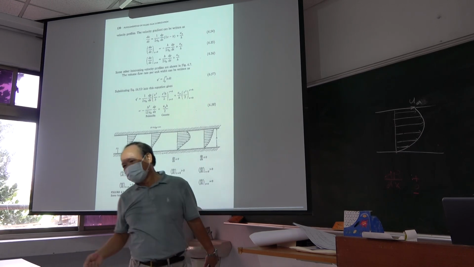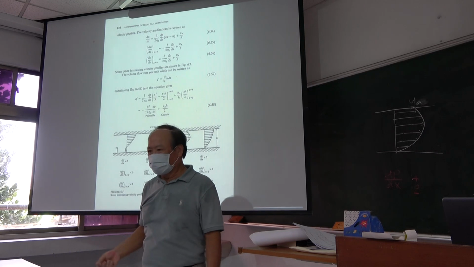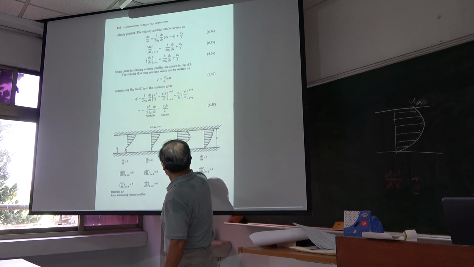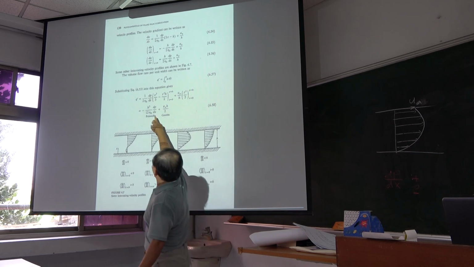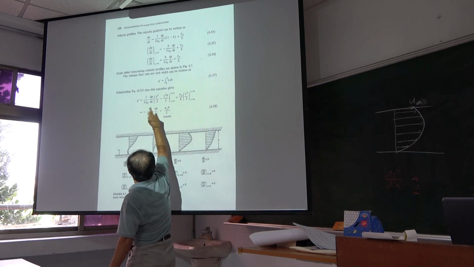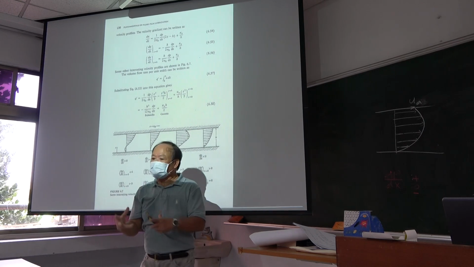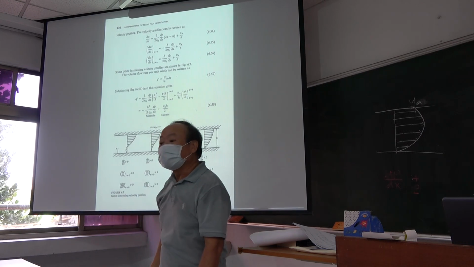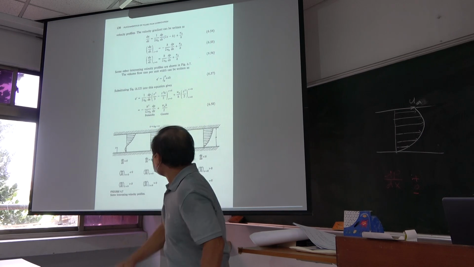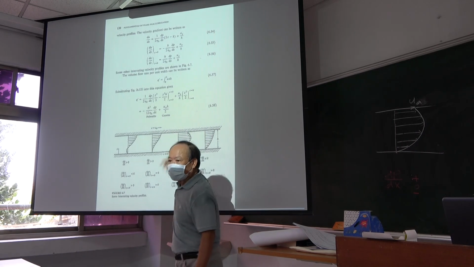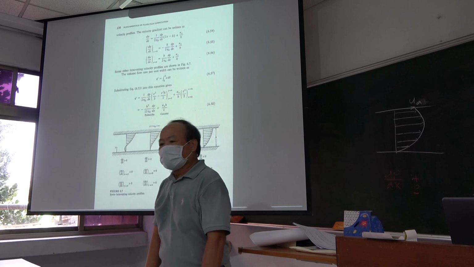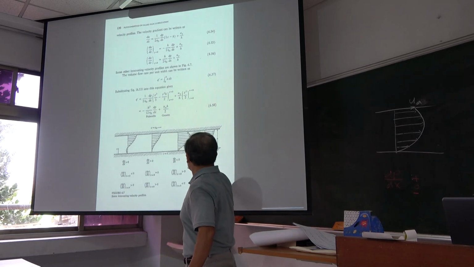If in this case dP/dx is a negative value, then this value is positive. Positive plus positive, so these two values summed together become a larger value. So your profile becomes fat. Okay, so this case is also set.